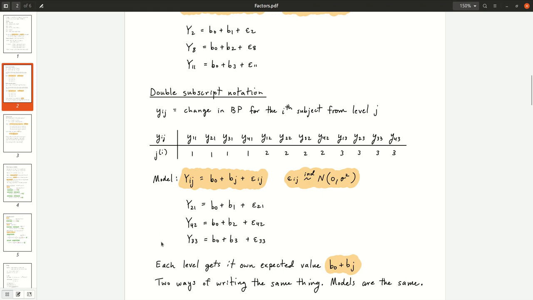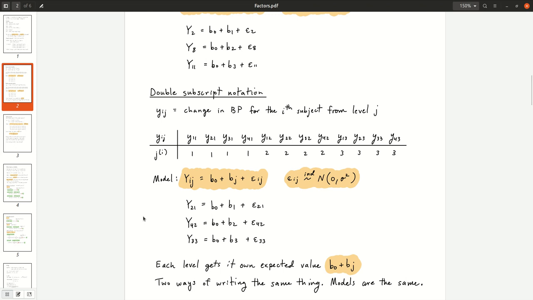Here I'm picking out the same three. So I'm picking out the second one, the eighth one, and the 11th one. The second one is y2,1. So this is simply B0 plus B1 plus epsilon 2,1. The eighth one is this one, y4,2, which is simply B0 plus B2, because j is 2, plus epsilon 4,2. And the 11th one is y3,3. B0 plus B3 plus epsilon 3,3.